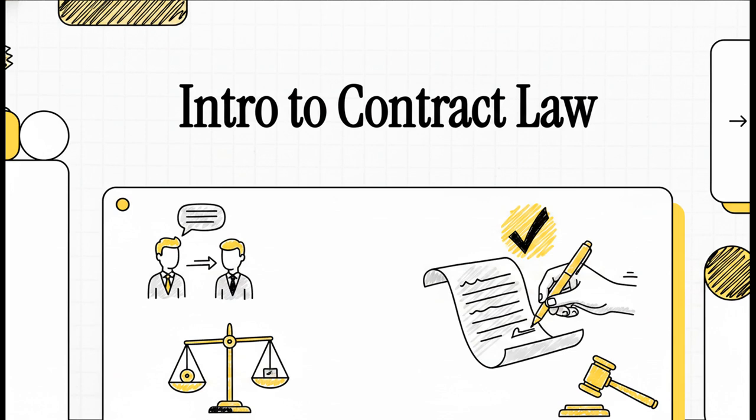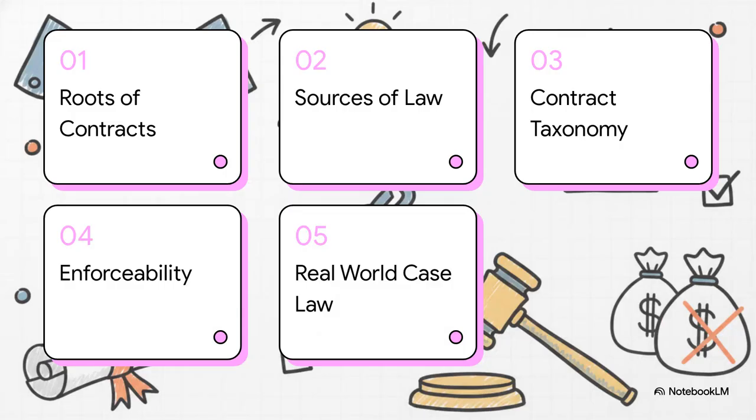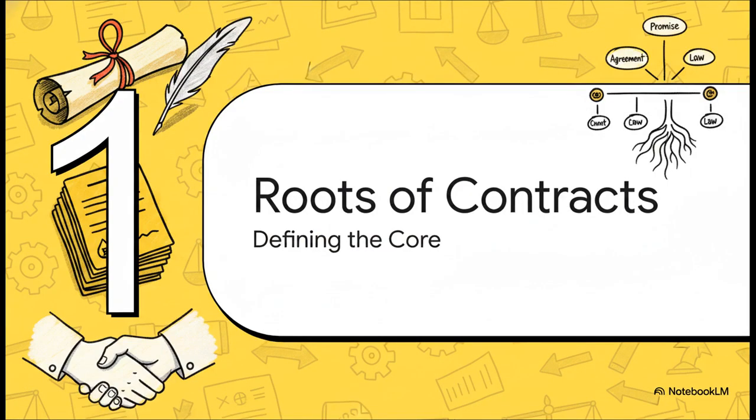We've got a lot of ground to cover, so let's get right into it. Here's the game plan for today to help you crush those 1L exams. First, we'll look at the roots of contracts. Then, track down our legal sources so you know which rulebook to use. After that, we'll master the heavy contract taxonomy vocabulary, look at enforceability, and finally, apply it all to some real-world case law.